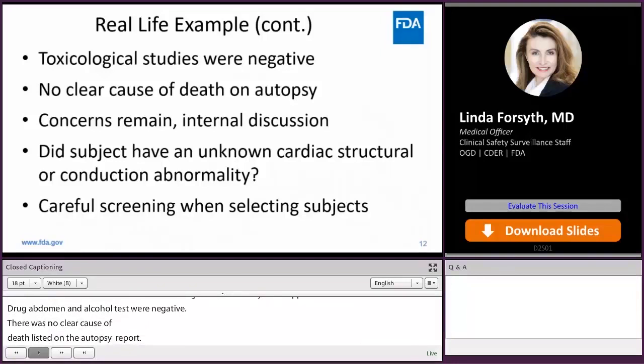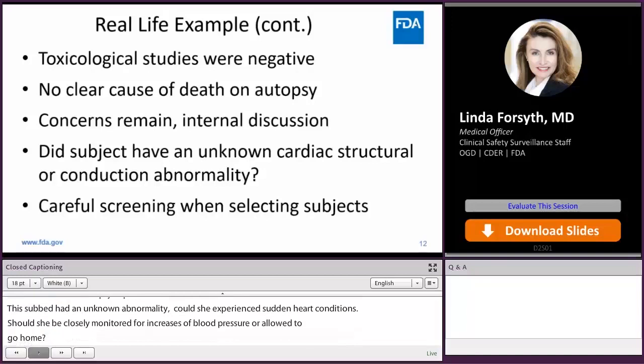Was the screening and medical history performed thorough enough? Should the subject be more closely monitored with increases in pulse and blood pressure or allowed to go home without follow-up? Based on such situations, we recommend careful screening and taking the time for a detailed medical history when selecting subjects for your clinical study.